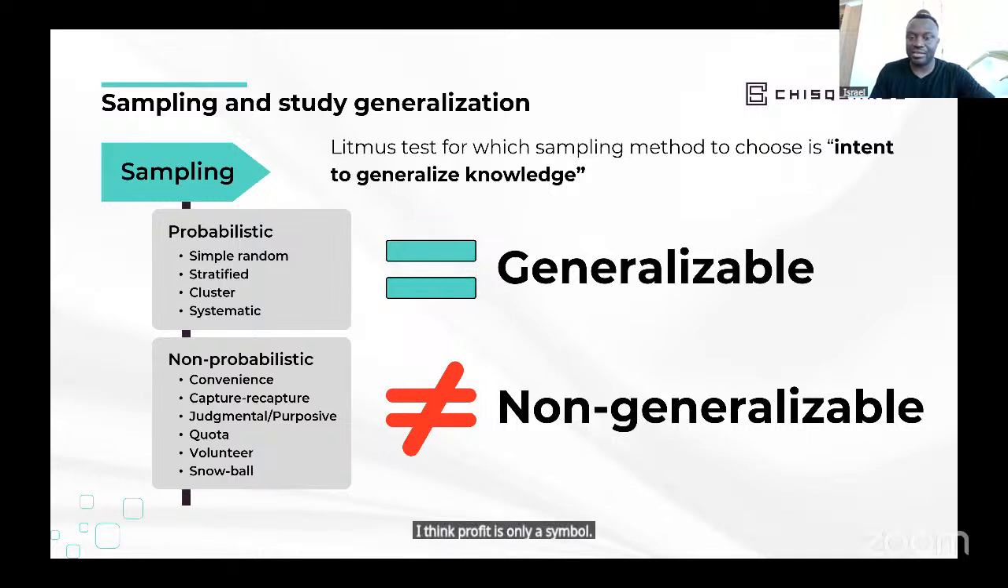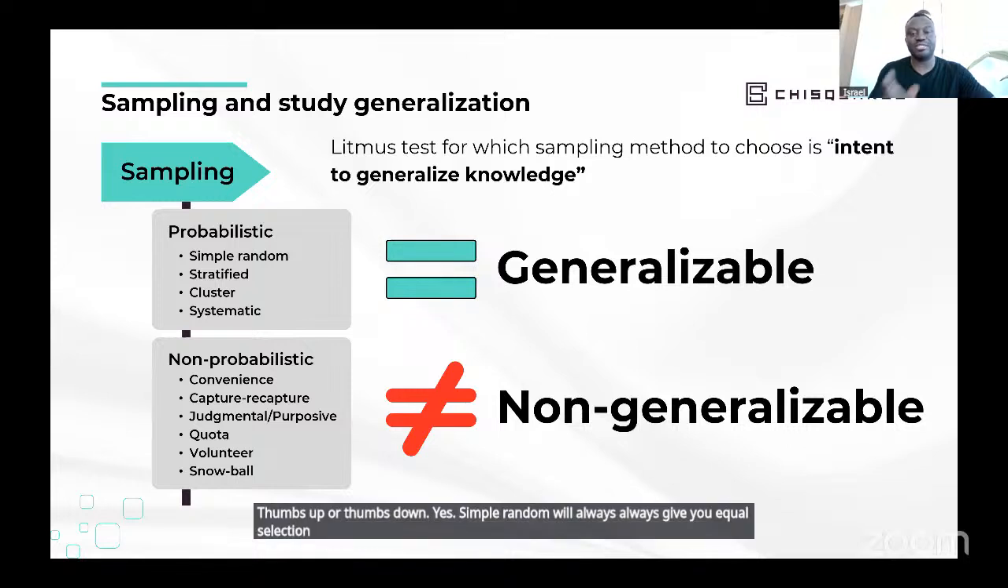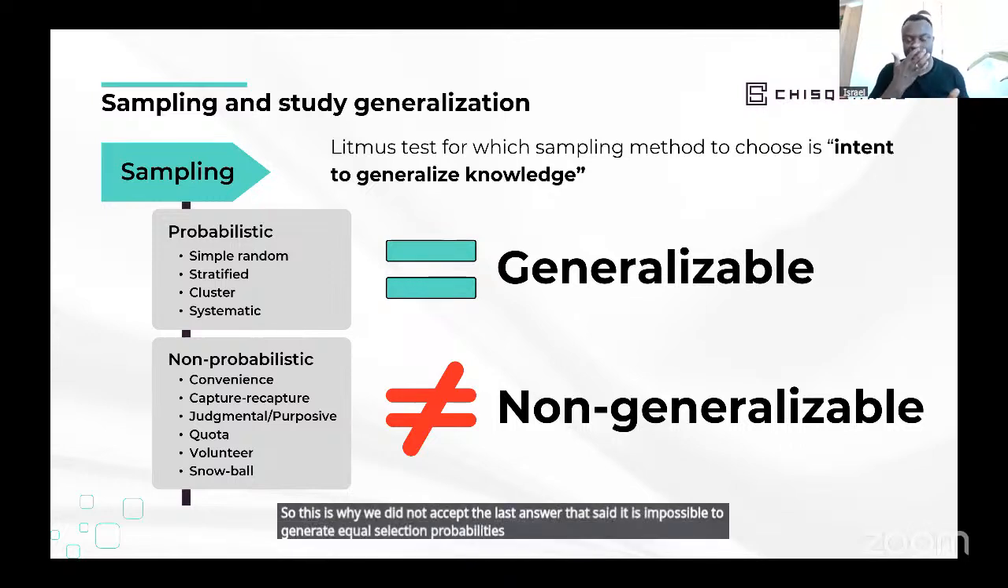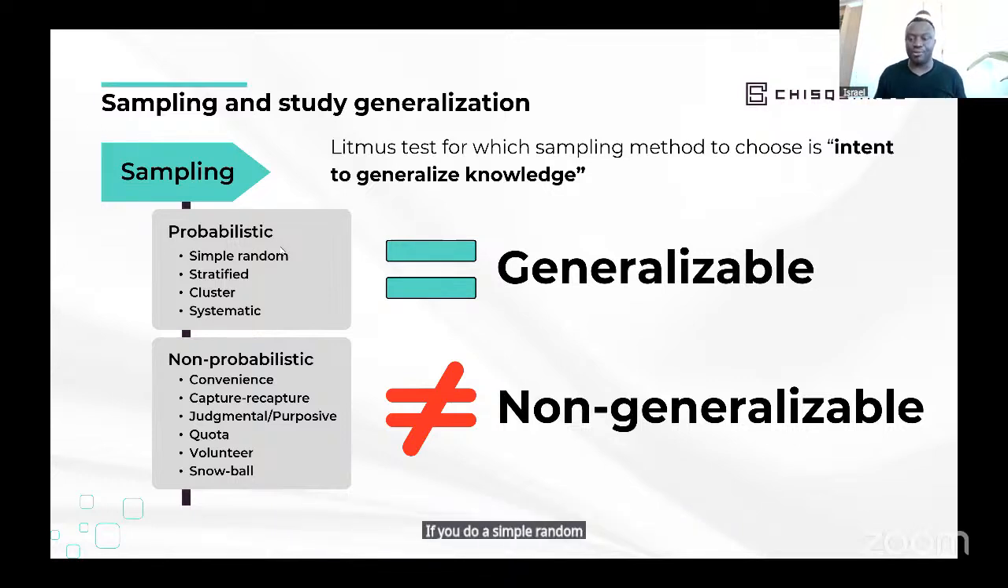All right, let's take it one after the other. Simple random sampling, will it give us an equal selection probability? Thumbs up or thumbs down? Yes. Simple random will always give you equal selection probability. This is why we did not accept the last answer that said it is impossible to generate equal selection probabilities. It is possible, but it's not with all of them. If you do simple random sampling, you will always get equal selection probabilities.